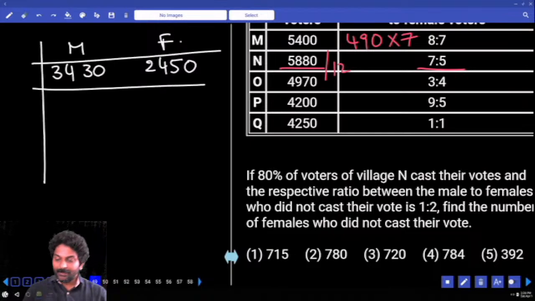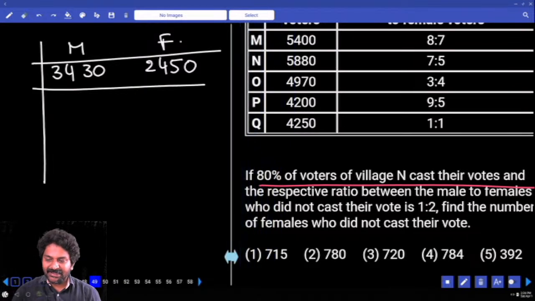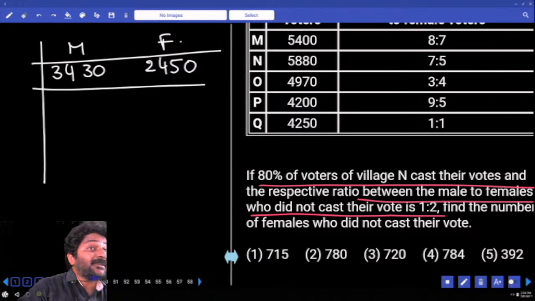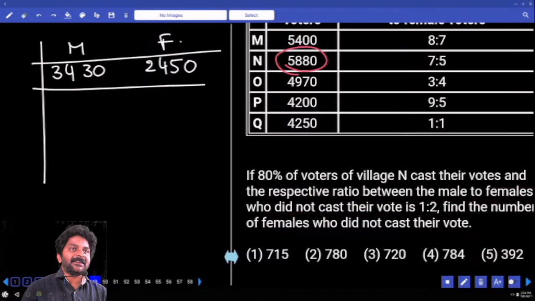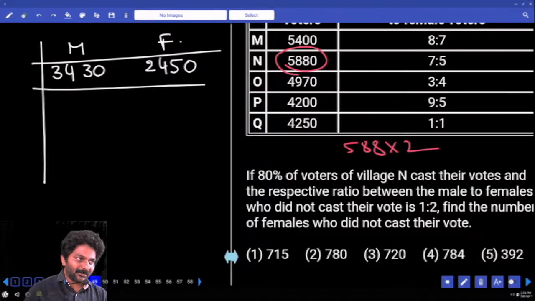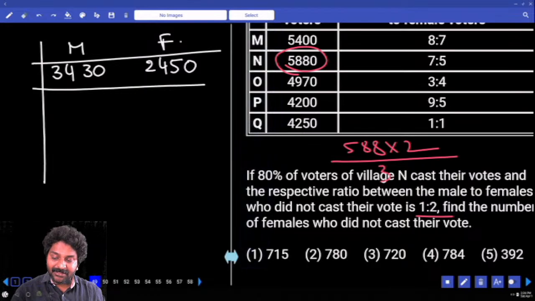Avuna kada? Now they are saying 80% of the villagers in N cast their vote and the ratio between male and female who did not cast their vote. How many did not cast their vote? 20%. 20% of total only? Matladali. What is 10%? 588. 20% in a sense into 2 only? Let's write it as into 2 like that only. Okay. Now that is now divided in the ratio. Then 1 part is equal to divided by 3.